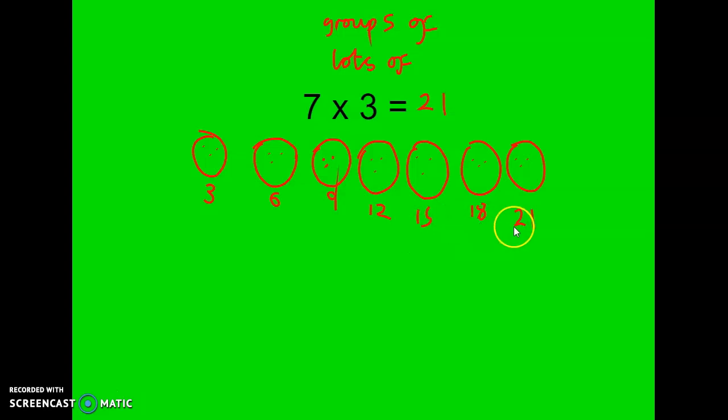15, 18, 21. Okay, now remember, if you get stuck when you're counting in different steps, for instance, if you can do up to 3, 6, 9, and then you don't know what comes after 9, all you need to do is add on 3 more. So you do 9, 10, 11, 12. And I'm using my fingers to count on the 3, so I know that I've added 3, okay? And you can do that whenever you get stuck, whether it's counting in 3s or 2s or 5s or whatever. And remember, this multiplication sign can mean groups of or lots of. So my total is 21.